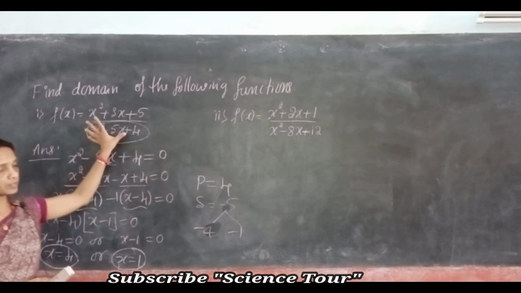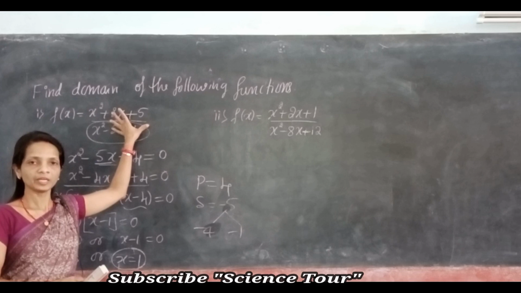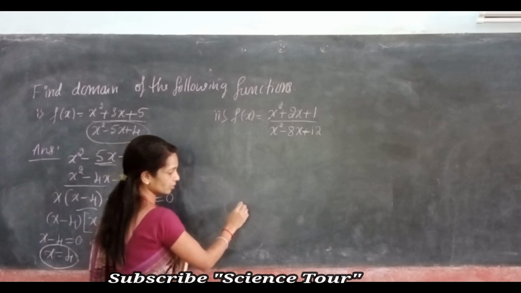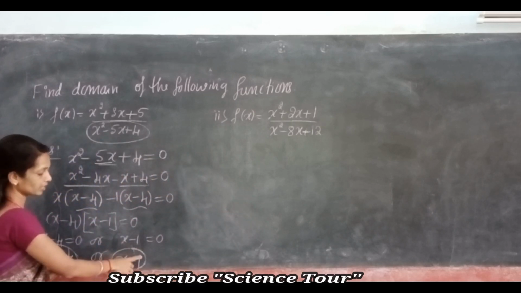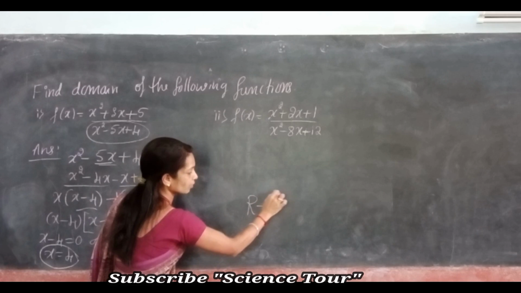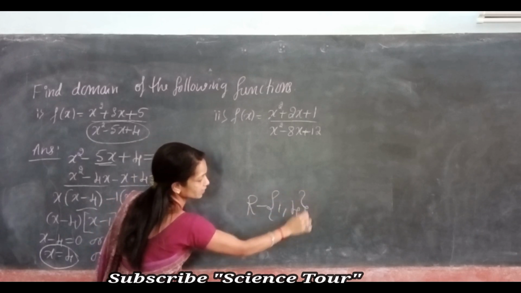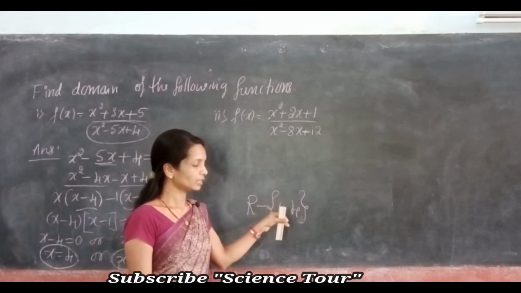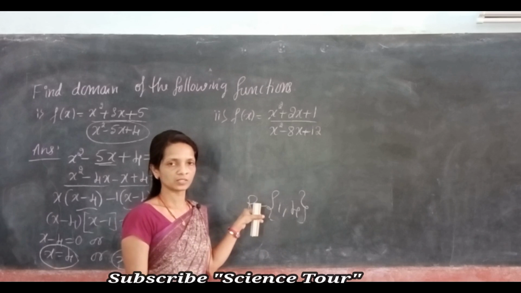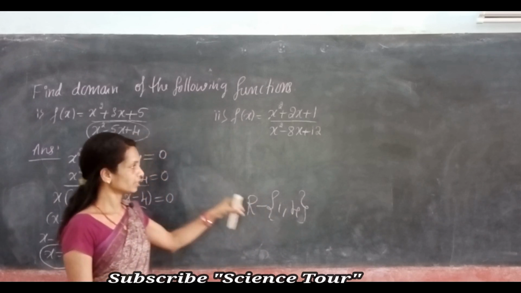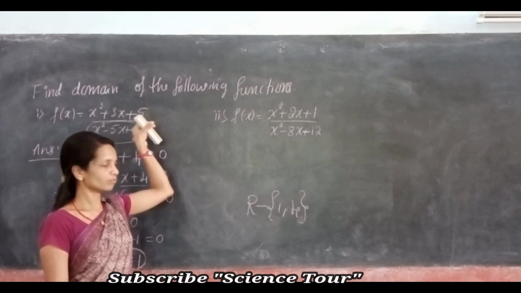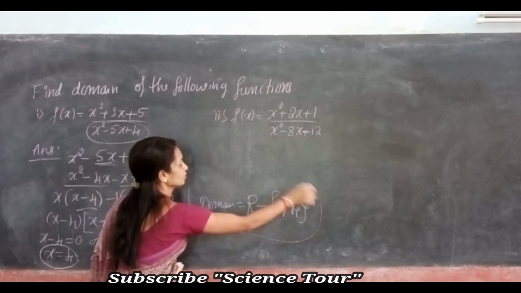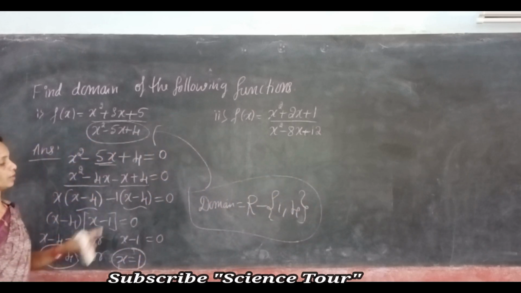If you get the denominator 0, then f of x will not be defined. So for that reason you have to delete these two numbers 1 and 4 from the set of real numbers. We write that symbolically like this: R minus the set containing 1 comma 4, which means we deleted 1 and 4 from the set of real numbers, and that is the domain of this rational function. So this is the domain of the first rational function.